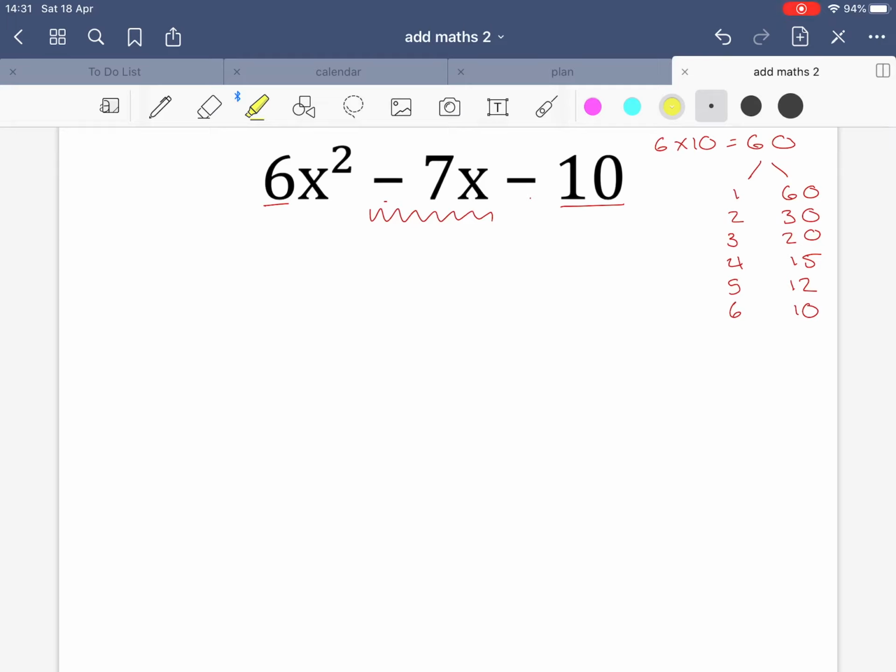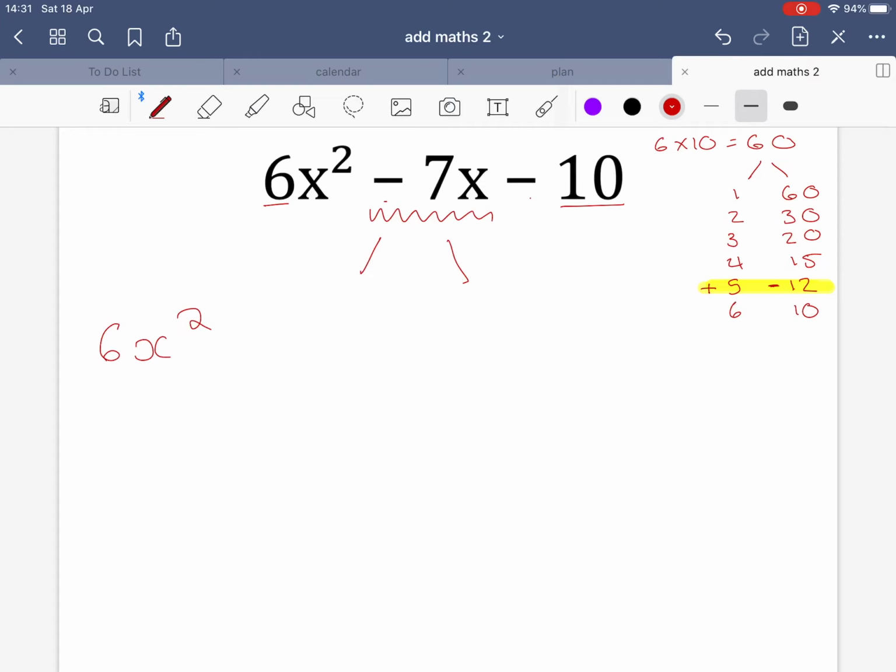So I've got to make minus 7, so I need to use my 5 and 12, which make 7. Now think about, I need to make minus 7. So if I was to do minus 5 plus 12, that would be positive 7. So it has to be minus 12 and plus 5. So I split my 7 into 5 and 12. Doesn't matter which way you write it.